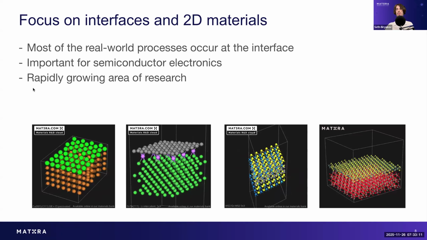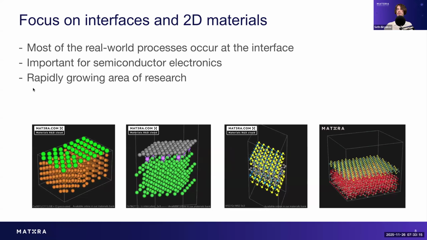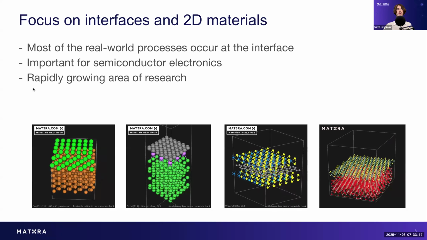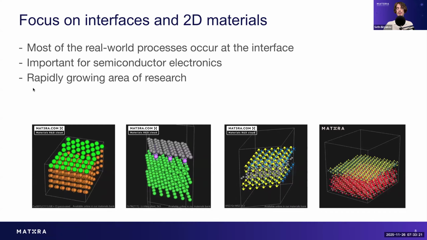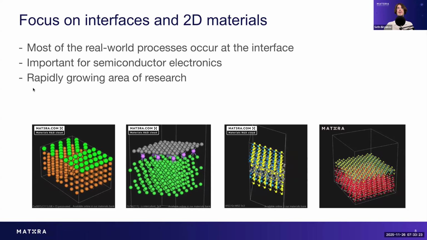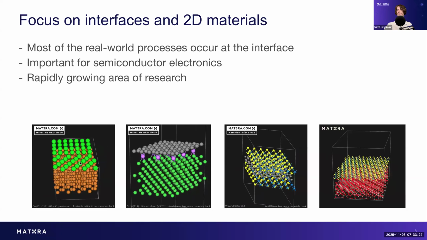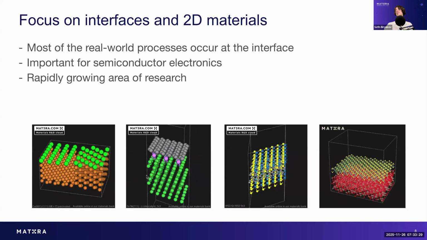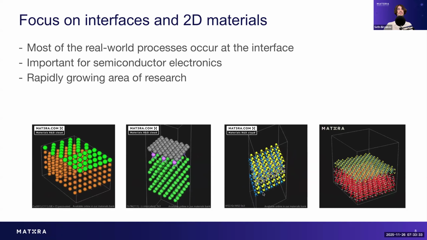We primarily focus on 2D materials and interfaces because we believe this is the area of increased interest, which is important for electronics and batteries research, and important processes occur at the interfaces. Here you can see some examples. For example, passivated grain boundary, intercalation of the interface, and other forms of interfaces.